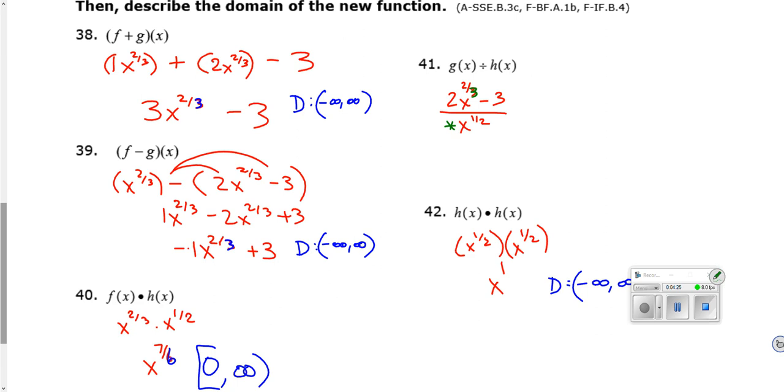Because number 1, we can't have zeros at the bottom. And number 2, because that's even, that means that's the index. So we can't have any negatives in there either. So we have to have any number bigger than 0, not including 0. So your domain for this one would be from 0 to infinity. And we can't put a bracket on the 0 because 0 wouldn't work on the bottom there. You would get an undefined message if you typed it in the calculator.